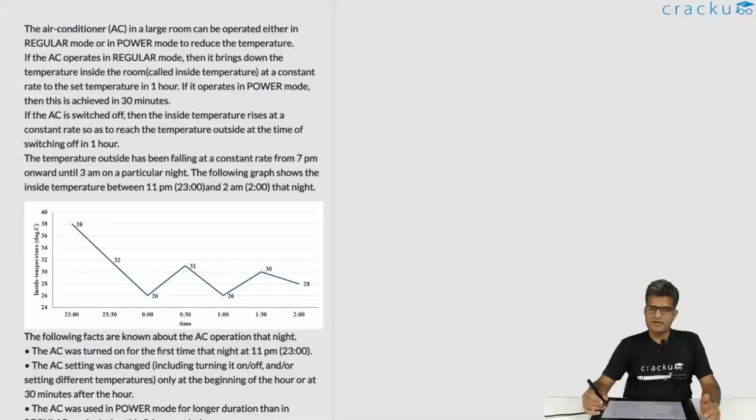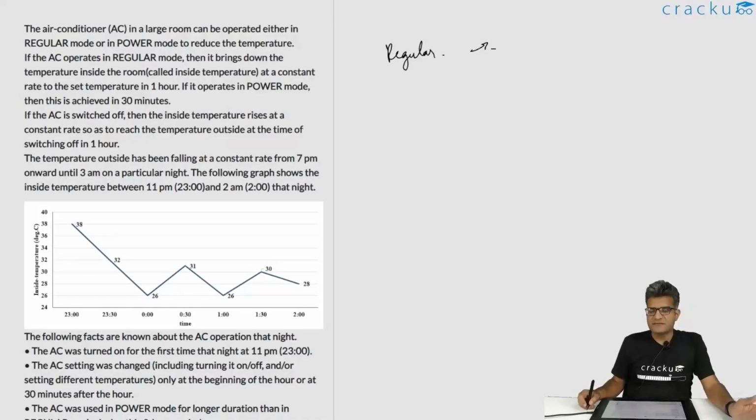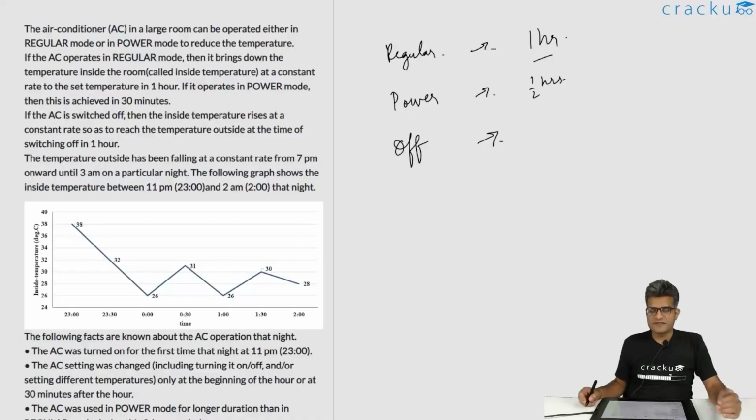In this question, we are told that there is an AC and there are 2 modes of switching the AC on. One is the regular mode, in which the temperature of the room meets the set temperature within 1 hour. And then there is the power mode, where the temperature of the room becomes the set temperature in 30 minutes, that is in half an hour. And the third mode is basically when the AC is switched off. When the AC is switched off, the temperature becomes equal to the outside temperature in 1 hour. These are the 3 modes in which the AC actually functions.